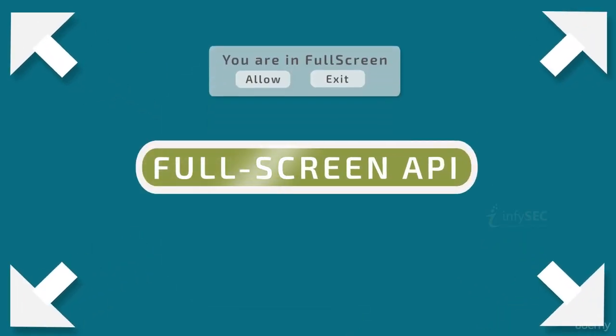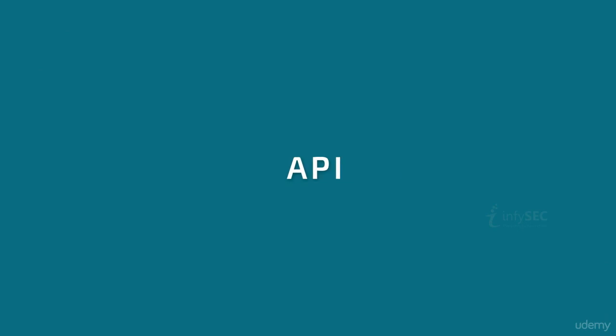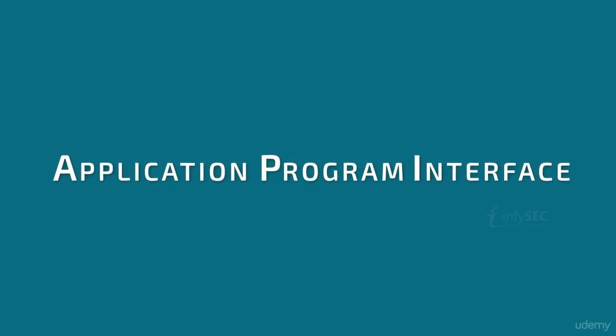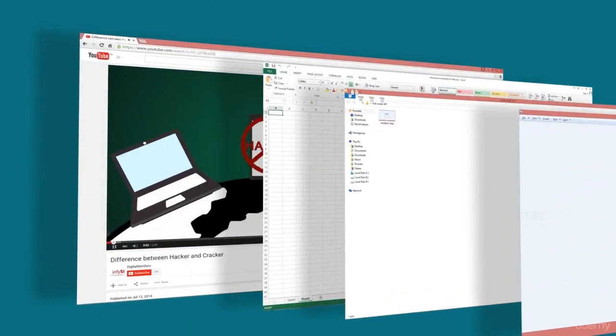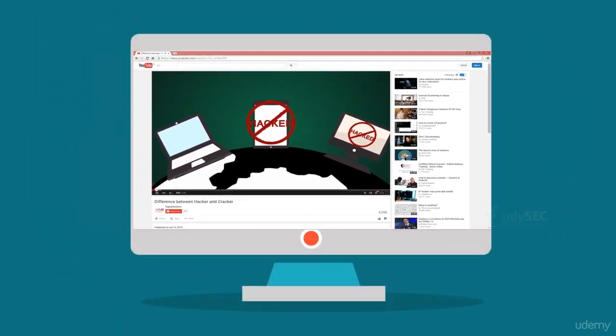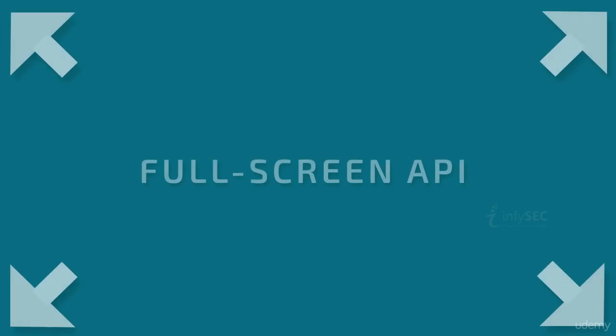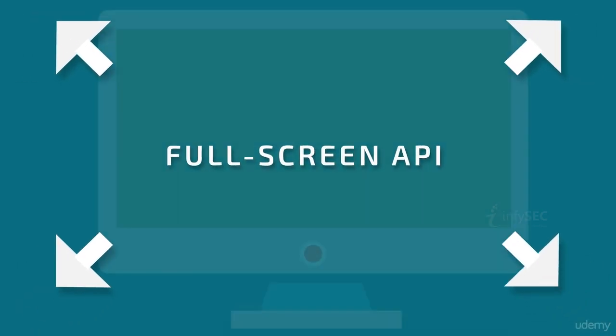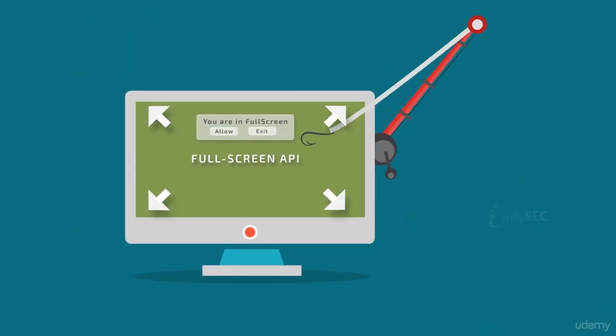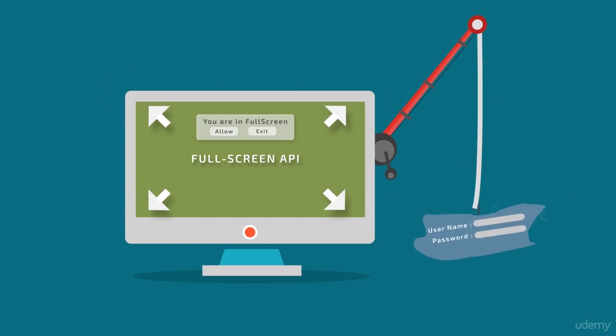Full-screen API. API, Application Program Interface, is basically a set of GUI components. YouTube's full-screen option uses an API that fills the entire screen, called the full-screen API. Let's see how a full-screen API can be used to launch a phishing attack.